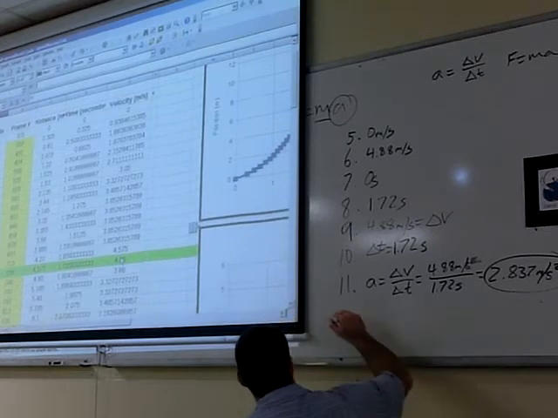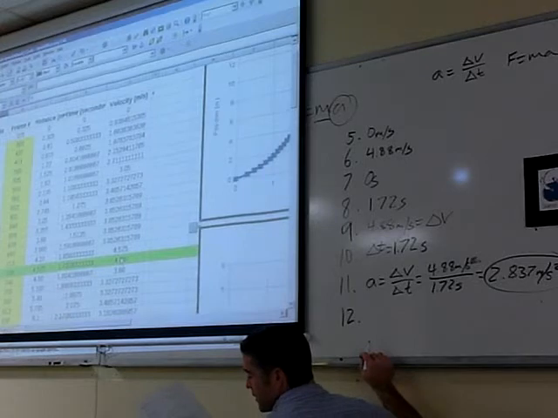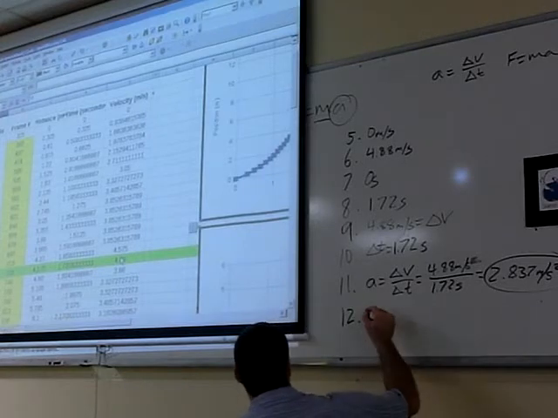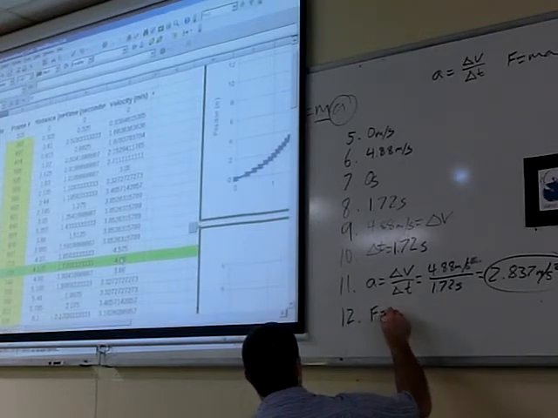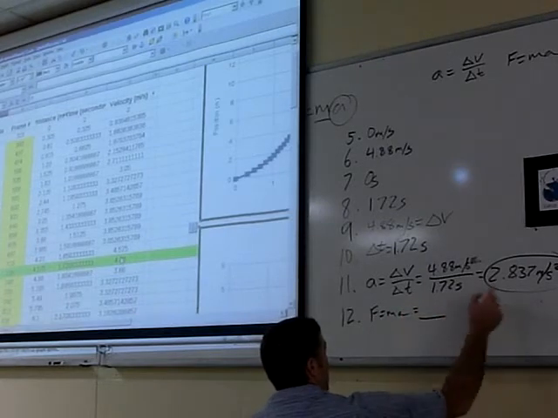So that's the acceleration. Now number 12 says net force during acceleration phase. Use the second law. The second law is F equals ma. So we have a.